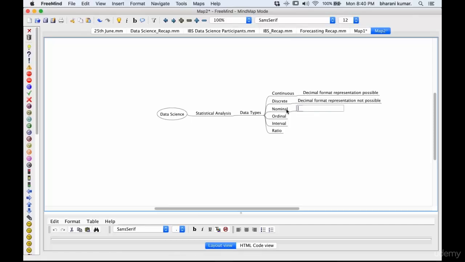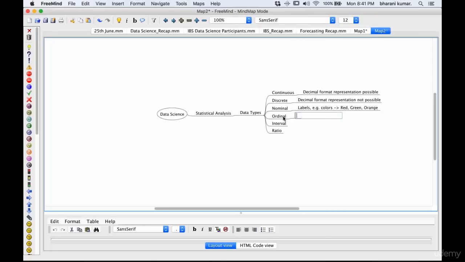Then what is nominal data? If you just have names of something, for example, names of colors, some labels, such as red color, green color, orange color, etc. I cannot reap a lot of information from this kind of data.